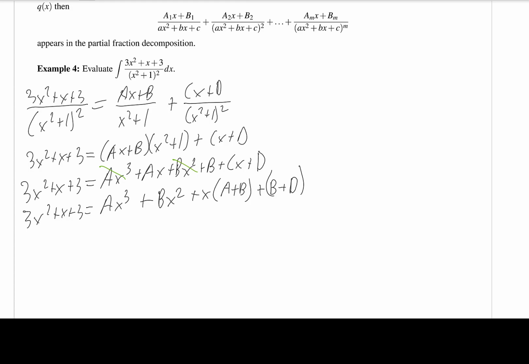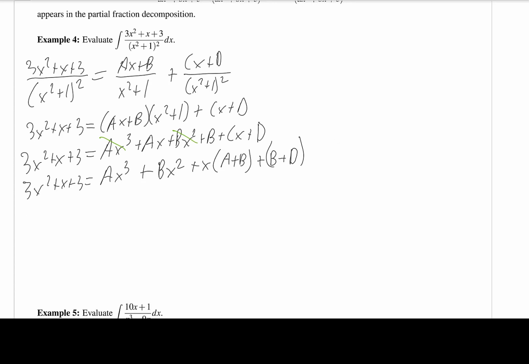So now I look, right hand side, we have an x cubed. There's no x cubed on the left hand side, so that tells me that a is going to be equal to 0. Then for x squared, we know b has to be equal to 3, right? Because the coefficient on the left-hand side is 3. The coefficient of x on the left-hand side is 1, so we must have a plus b equals 1.